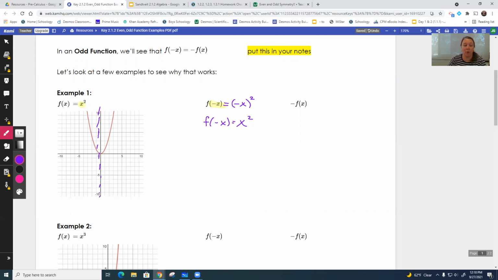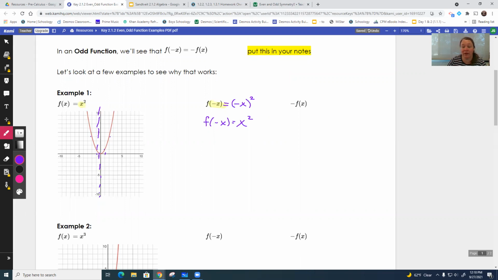So that means if I put 1 in, I get 1 out. If I put negative 1 in, I also get 1 out. If I put 2 in, I get 4. If I put negative 2 in, I get 4. So you have reflection symmetry over the y-axis. It means all the points are up top so that you can reflect them, or everything's on the bottom. So when you reflect it, they're the same.